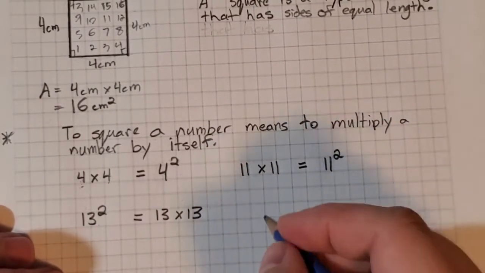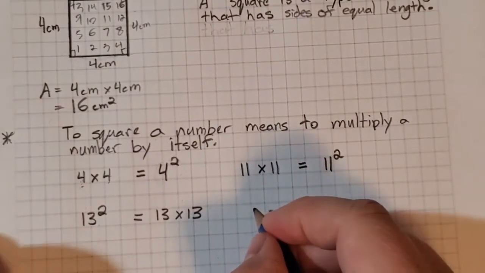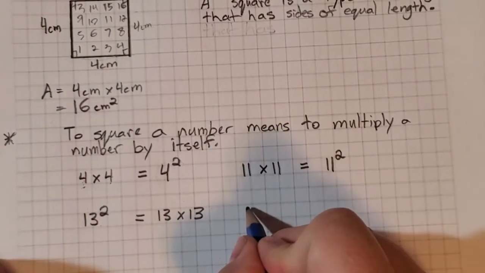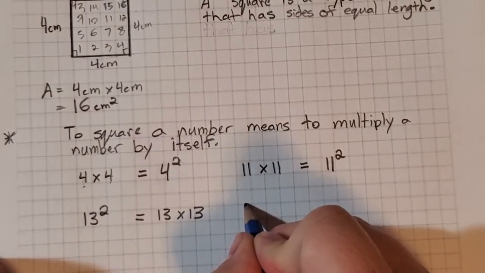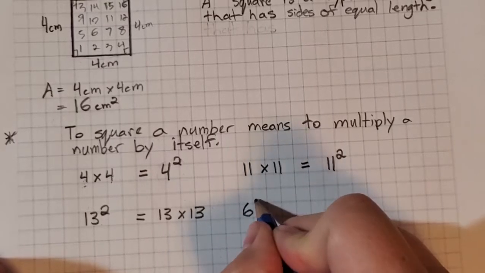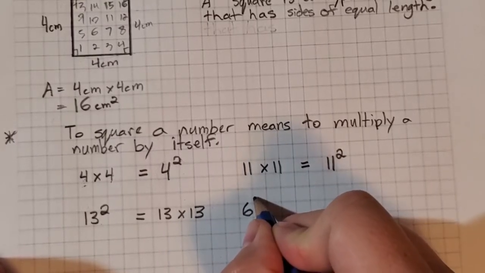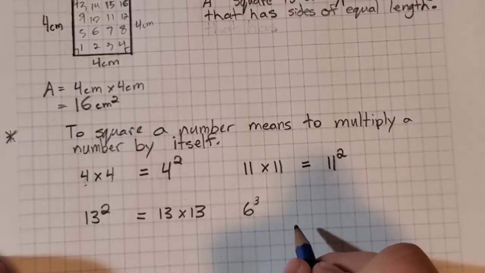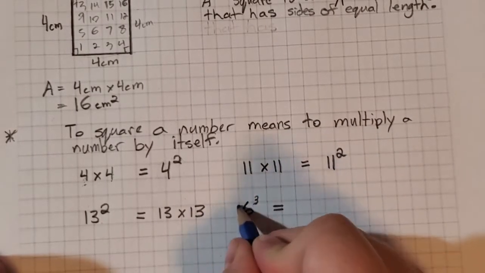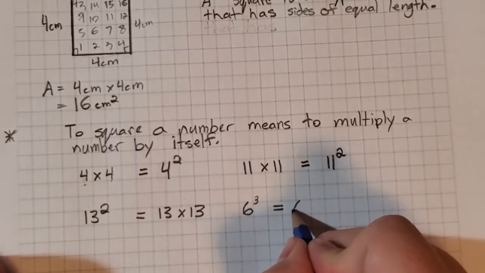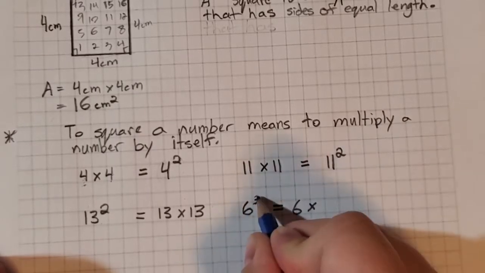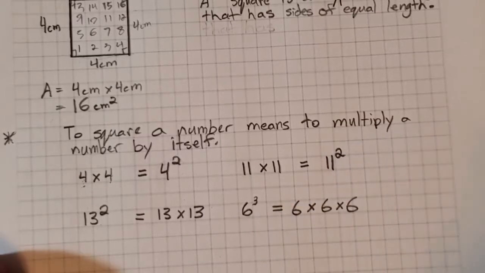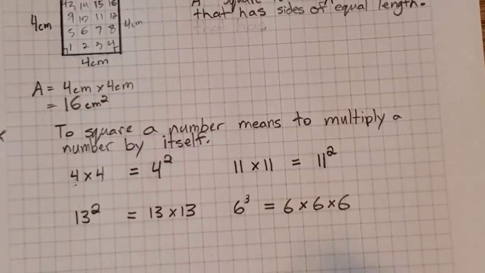Let's do another example here. We won't use this a lot in this unit, but it's just an idea. What about if we go 6, and then right up top here, I put a 3. What would this mean? It would mean we take this big number out front, and we multiply it by itself 3 times. So that's what that means.